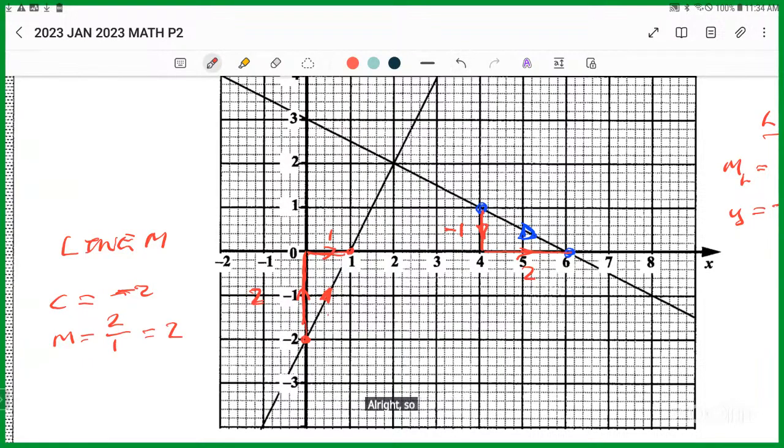Right? So the equation of line M would be y equals this gradient times x, and then the C is -2. That's the equation of the second line, line M. Just like that, without doing any work.